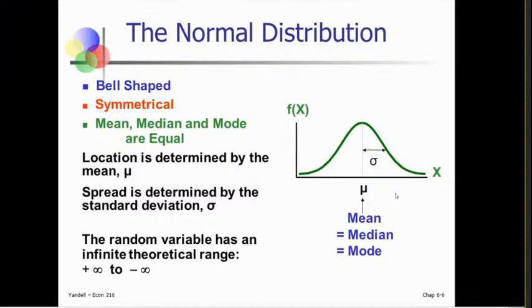Random variables have an infinite theoretical range. It may go from plus infinity to minus infinity. Next is the binomial distribution. In this binomial distribution, we can calculate it. Very important: Poisson distribution and binomial distribution. They ask the questions from that point of view alone.